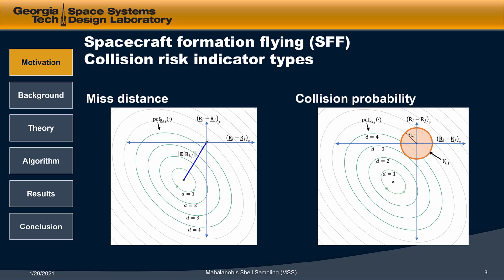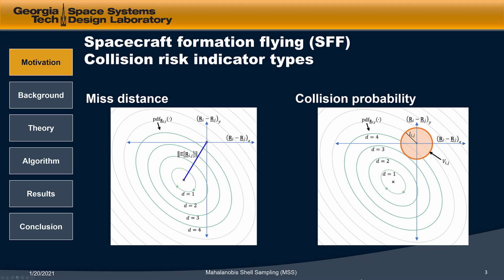Active collision avoidance schemes focus on monitoring collision risk, checking safety criteria violation, and, where needed, planning and execution of dedicated collision avoidance maneuvers. In these charts, you see conceptual illustrations of probability density functions, or PDFs, of the relative position between two agents. One type of collision risk indicator is miss distance, which is any statistical description of the physical separation between two agents, as seen on the left.